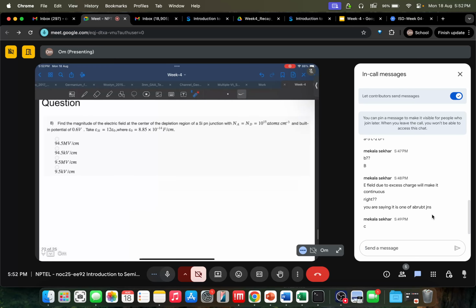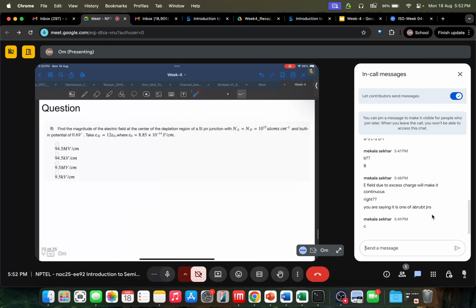next question. Find the magnitude of the electric field at the center of the depletion region of a silicon PN junction with Na equals Nd equals 10 to the power 15 atoms per centimeter cube. The built-in potential is 0.6 electron volt.